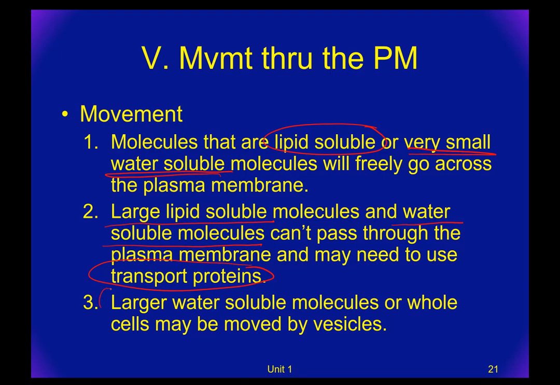The larger water soluble molecules and even whole cells, these we move via vesicles. Vesicle is a very fancy way of saying bubble. So we basically take a piece of our cell membrane and enclose something in it to bring it in, or we enclose it in a bubble inside of our cell and then fuse that bubble with our cell membrane when we're moving it out. But in the third case, we're either talking about large volumes, large molecules, or entire cells, which you will see in just a bit.